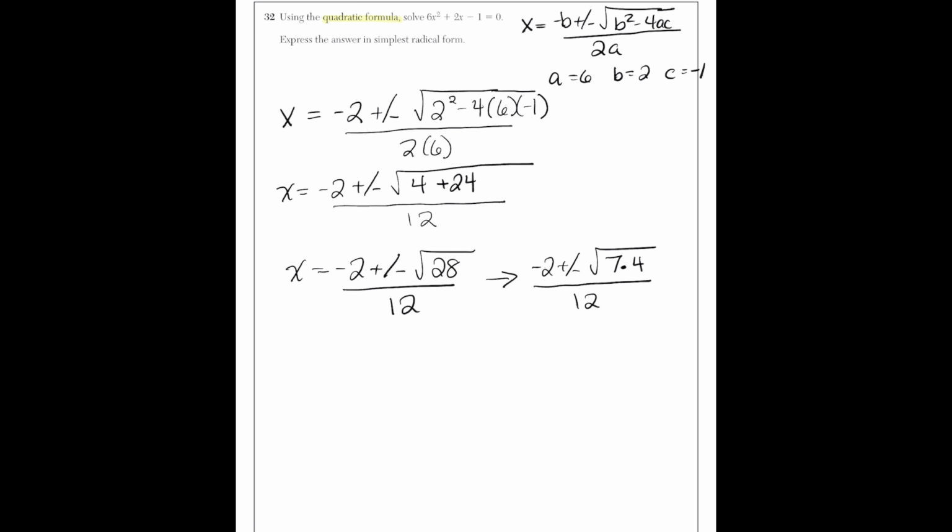And 4 is a square number. Okay, so now that you have that, you can simplify it to x is equal to negative 2 plus or minus square root of 4 is 2, and square root of 7 stays inside, over 12. And now there is nothing more that I can do. I can keep this in radical form, so I can leave it like this.